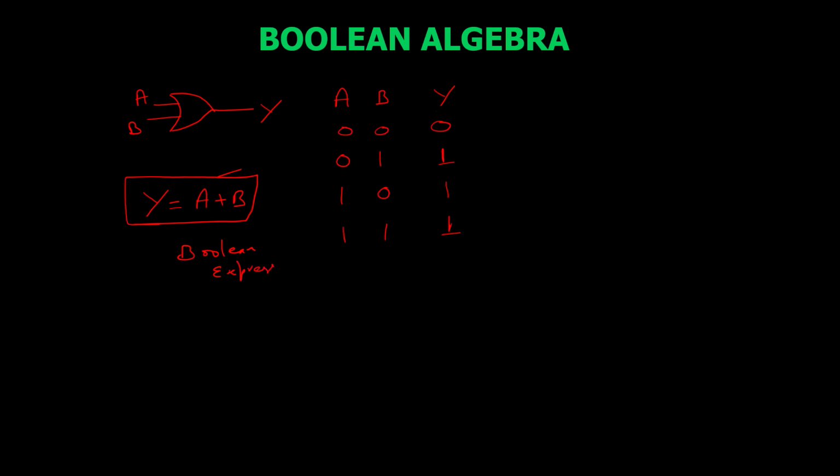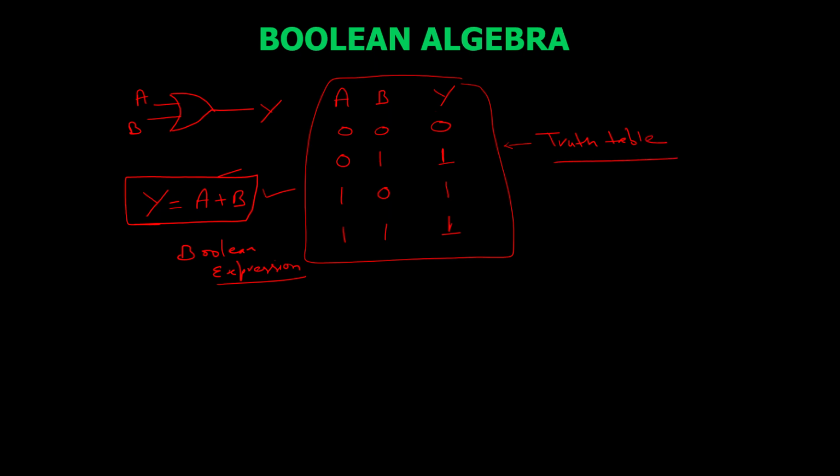We'll see in the coming classes how you can find out a Boolean expression from a given truth table. This type of input output table is called a truth table. This equation is called a Boolean expression or Boolean equation.